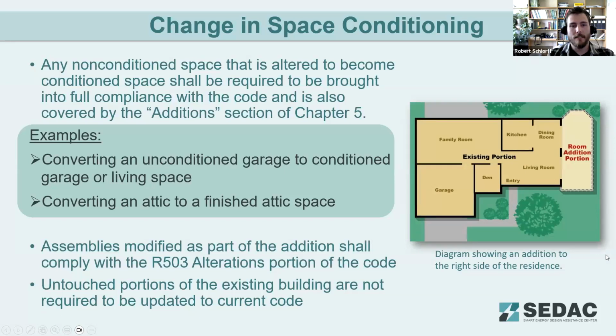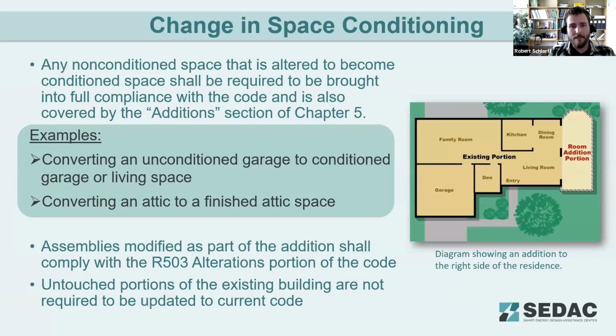So, talking about change in space conditioning again. Any non-conditioned space that is altered to become conditioned space shall be required to be brought into full compliance with the code. This is covered under the addition section of chapter 5. Why this is important is that you're not necessarily adding onto the structure, but you are adding conditioned space, and conditioned space is where we use more of our energy. We want to ensure that space meets the code, so that we're not just taking a metal pole barn and adding conditioning without thinking about the insulation. That's maybe not the best example, but we want to be sure that when we're adding conditioning to a space, we are thinking about its energy efficiency, so that we're not wasting conditioning energy.